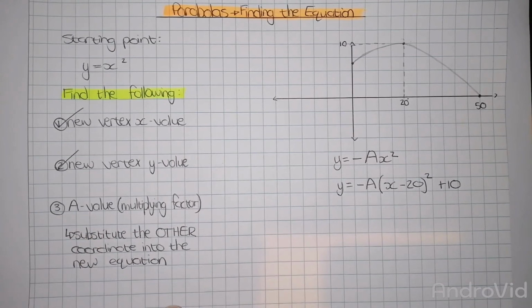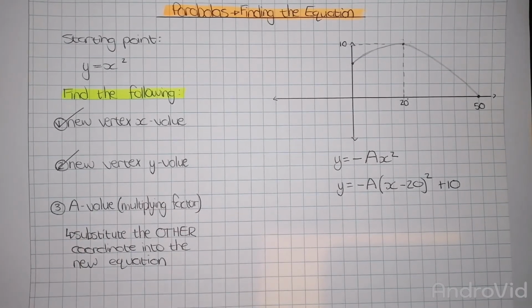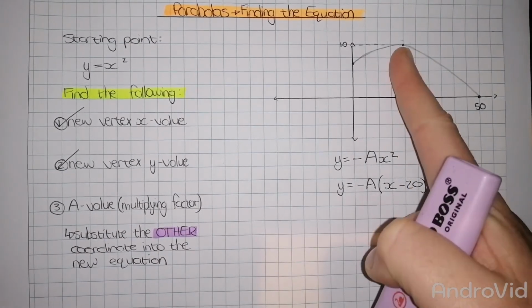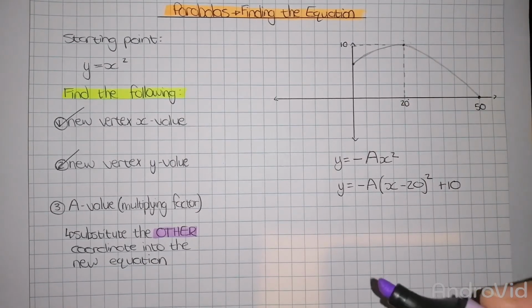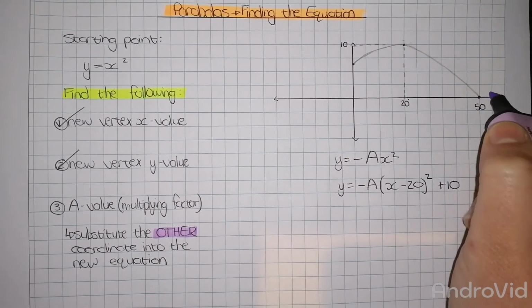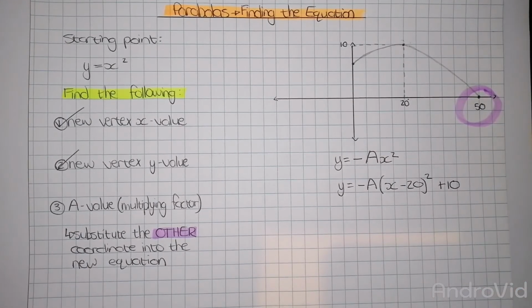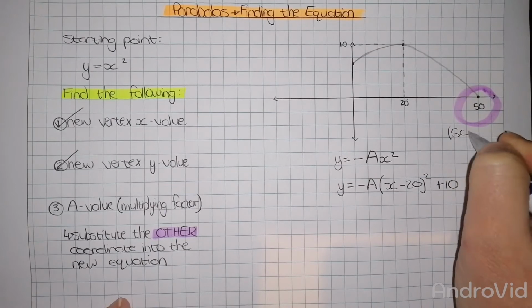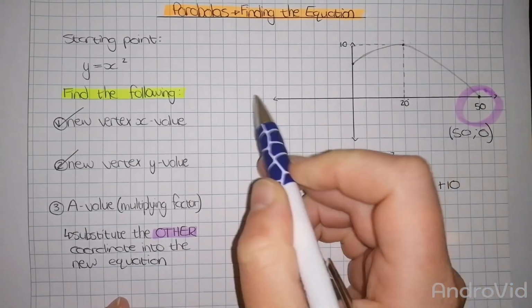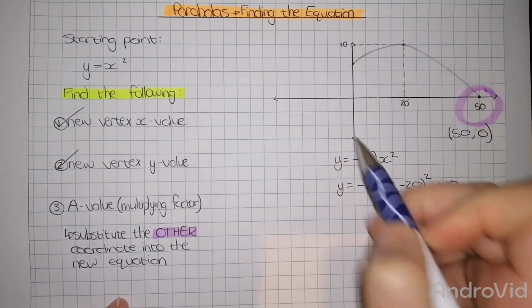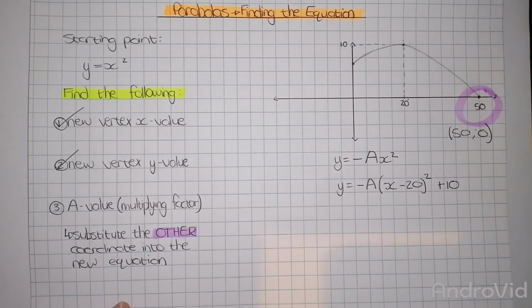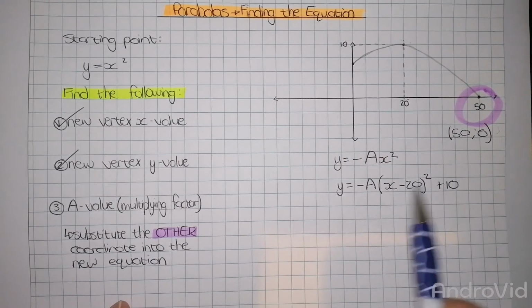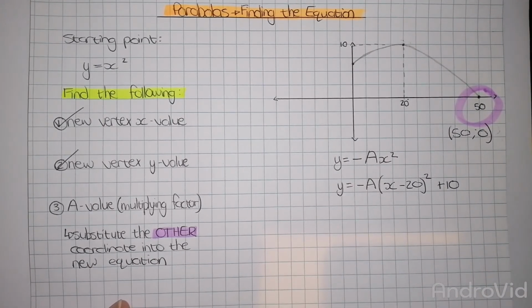The way we do that is we need to substitute a different coordinate. The other coordinate we're going to substitute is not the vertex. We do not use the vertex again. The only other coordinate I know of is my 50 at the bottom there. That coordinate written out is (50, 0), because anything that's on the x-axis has a y value of 0. We now need to substitute this coordinate into this equation to find the value of a.